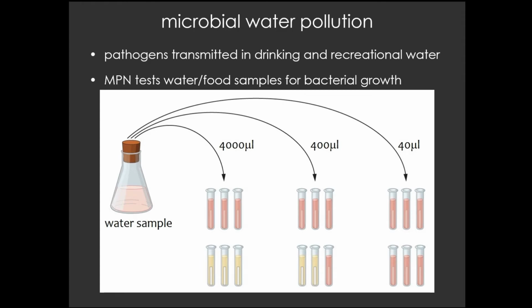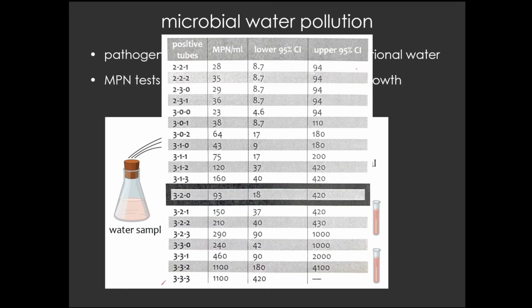In this case, we would have 3 positives in the first set, 2 positives in the second set, and no positives in the third set, which would give us an MPN code of 320, which you'll remember from previous lectures correlates to a most probable number of 93 cells per mL of water, plus or minus 18 to 420. So not only does this not give us a very precise number, it also simply tells us that microbes that are capable of fermenting a sugar called lactose are present in that sample. The question is, is that a pathogen, or is that just part of the normal flora of that environment?